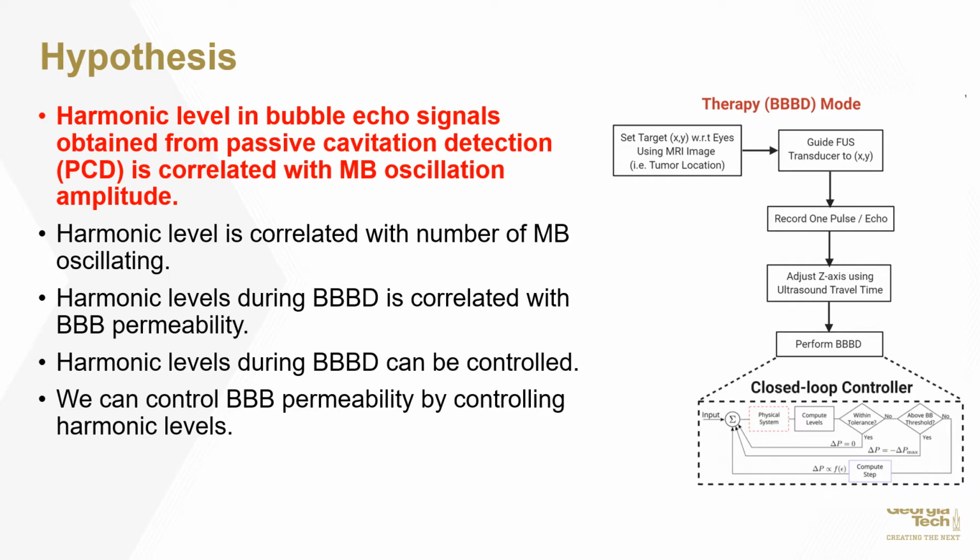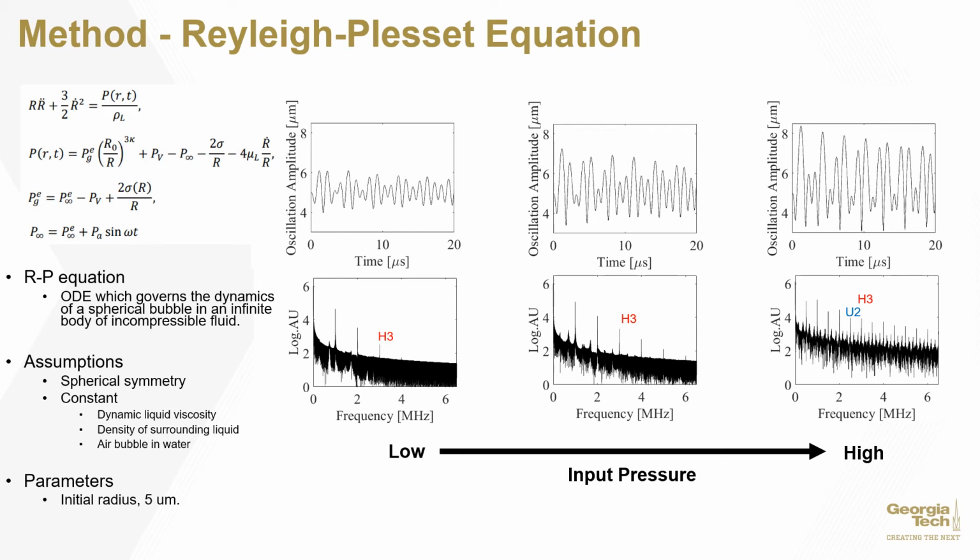To implement our recently proposed closed-loop controller for BBB disruption, we needed to train the controller. To do so, we first hypothesized that harmonic level and bubble echo signals obtained from passive cavitation detection are correlated with microbubble oscillation amplitude. The Rayleigh-Plesset equation is an ordinary differential equation that governs the dynamics of a spherical bubble in an infinite body of incompressible fluid. In this model, with some assumptions, we validated our hypothesis by observing that increasing oscillation amplitude is followed by an increase in the level of harmonic components in the frequency spectrum of the bubble oscillation.